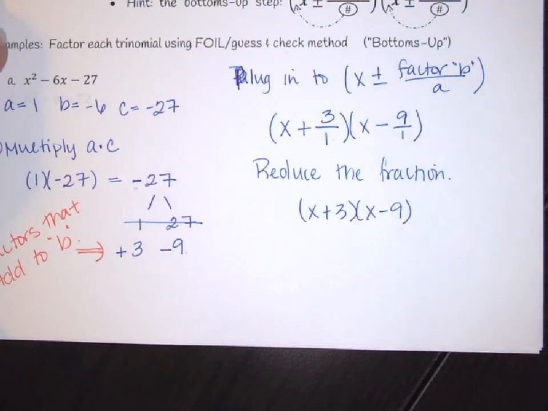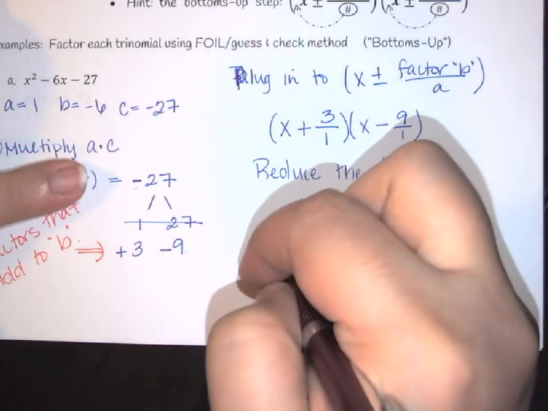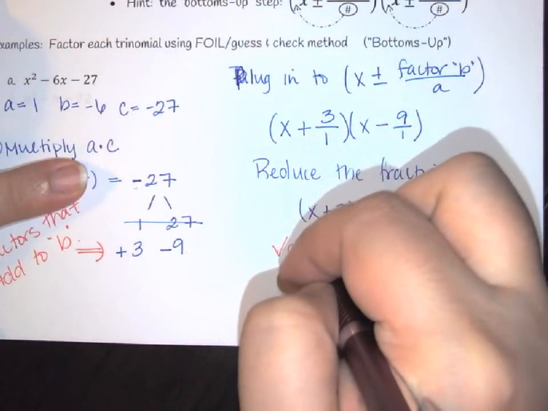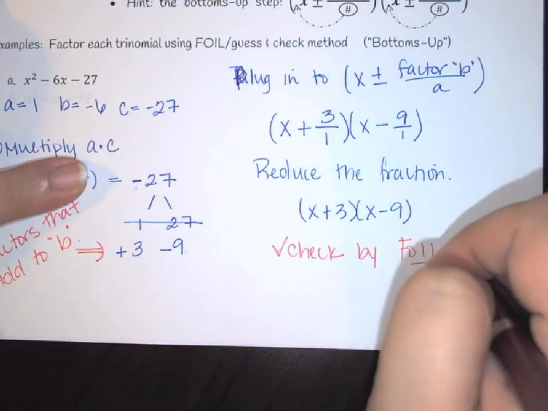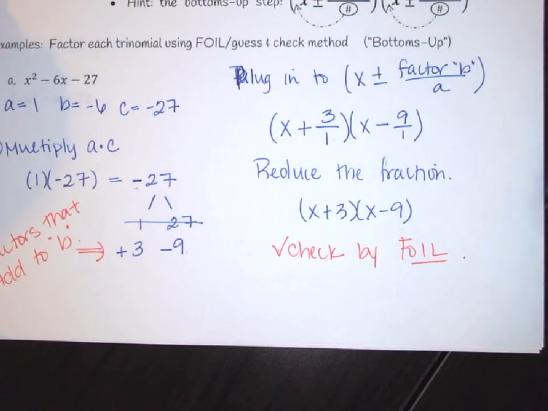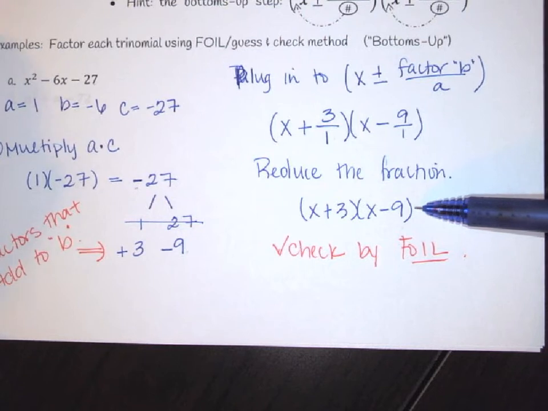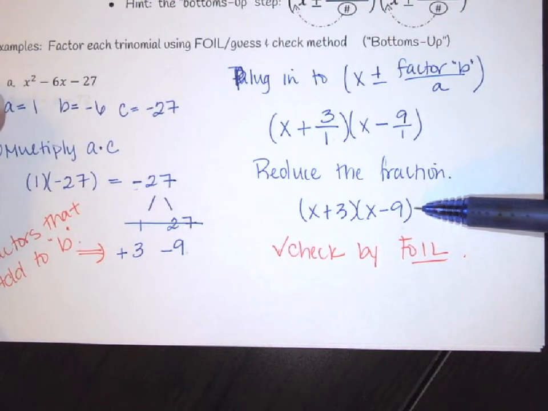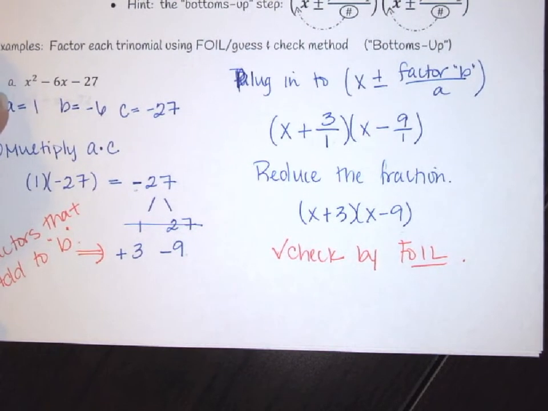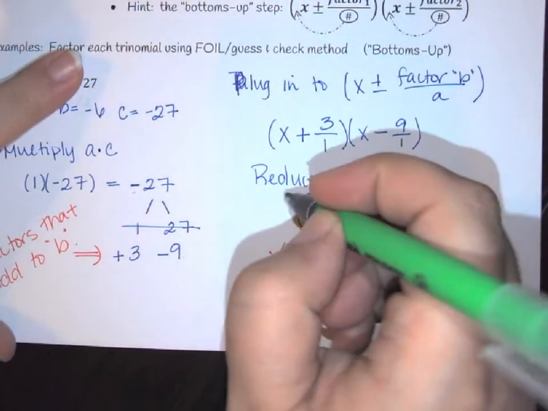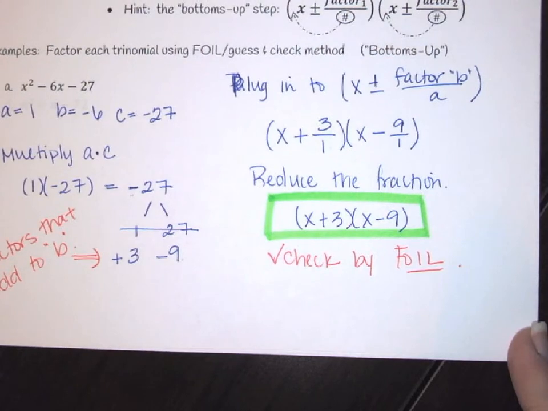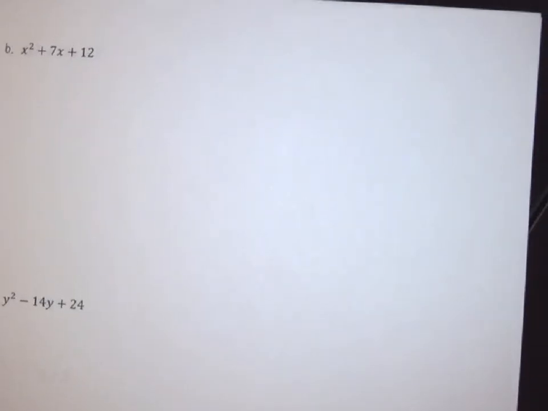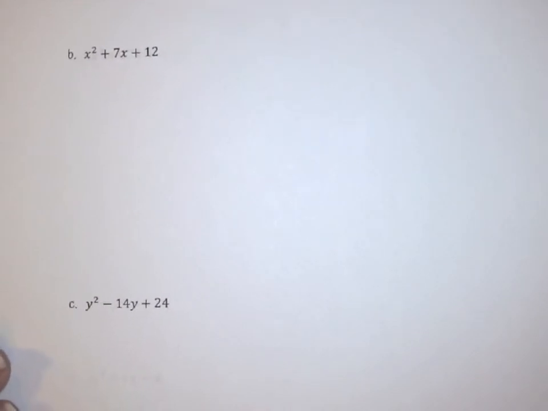If you want to check your work, you can check yourself by FOILing back out. If you were to FOIL out these binomials, you should get back what you started with. Since there's nothing else that needs to be done, this would be your factored result. So let's look at a few more.